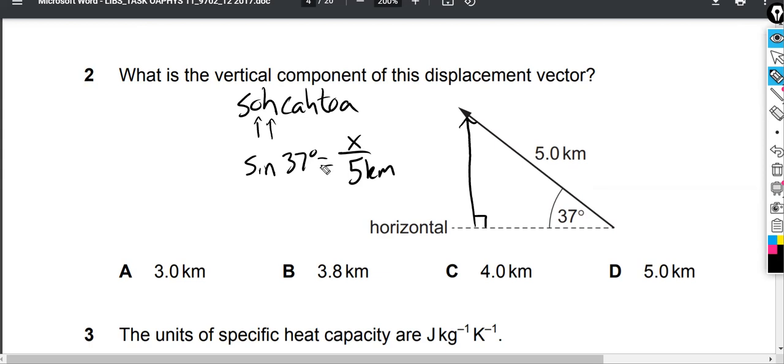Keep the units because you get in a good habit of, oh yeah, all my answers are in kilometers, right? Multiply both sides by 5. And you say, oh, that's why the calculator, right? So if I happen to have memorized the sine of 37 degrees, it's 0.6018150023, something like that. And we'll multiply that by 5. I'll do that in my head, 3. So you should have got 3 for that.